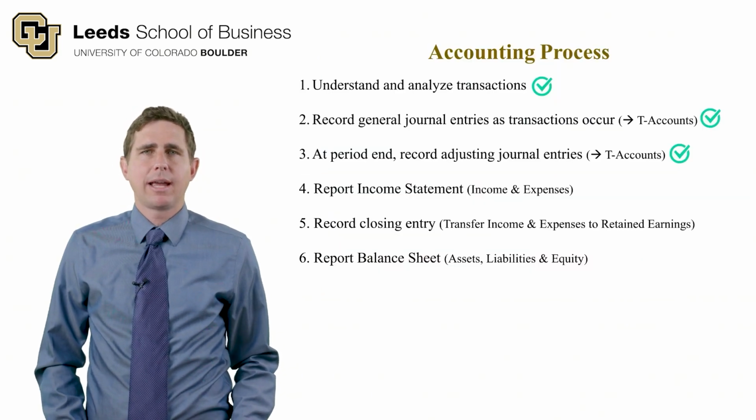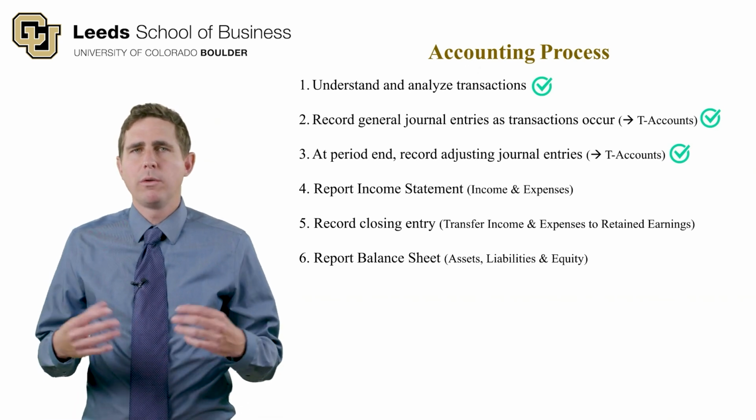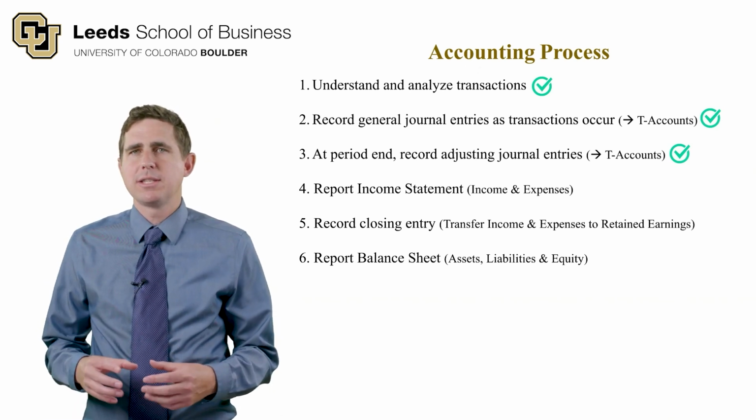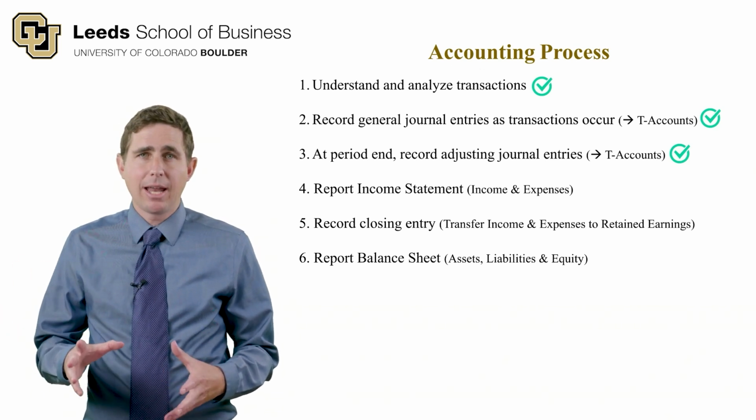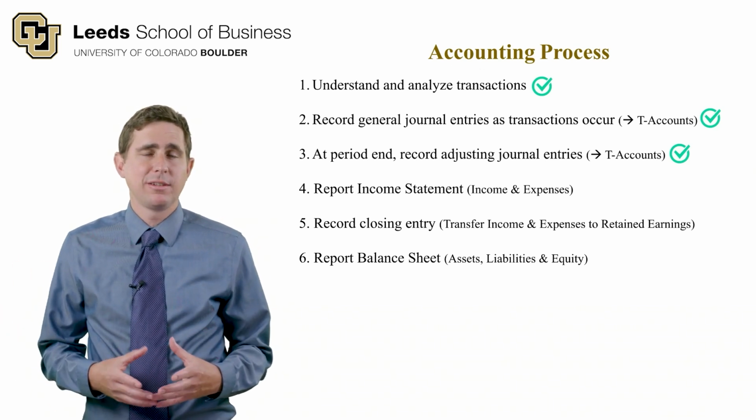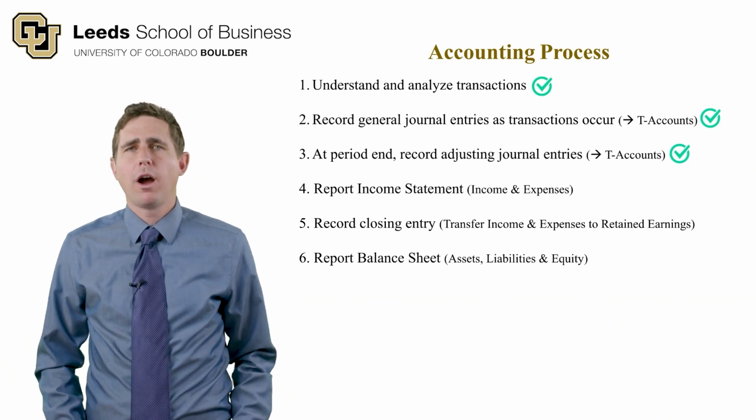So where are we in the accounting process? Well, we understood and analyzed the transactions. We recorded general journal entries as the transactions occurred. We posted them to T accounts. We got to the period end. We recorded adjusting journal entries. We posted that to T accounts. Now we're on step 4. We're ready to report our income statement.